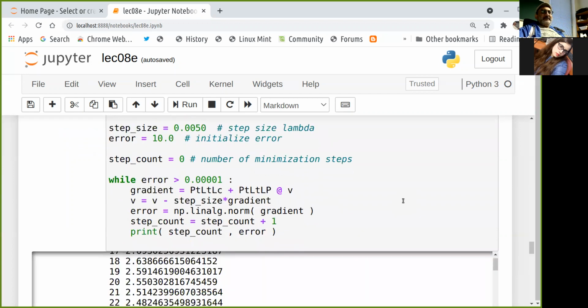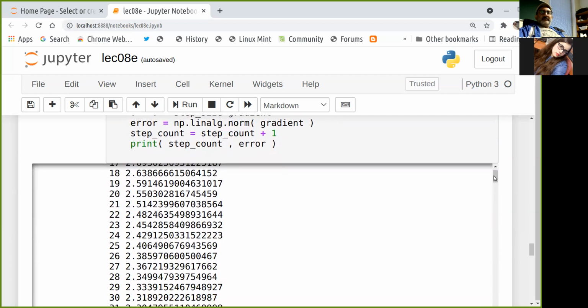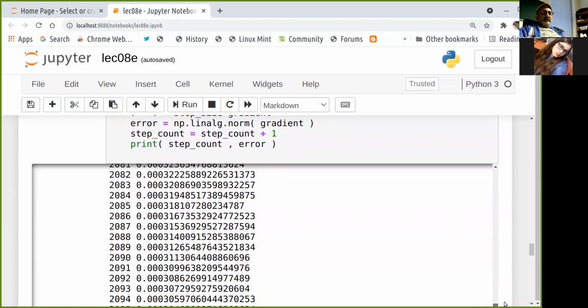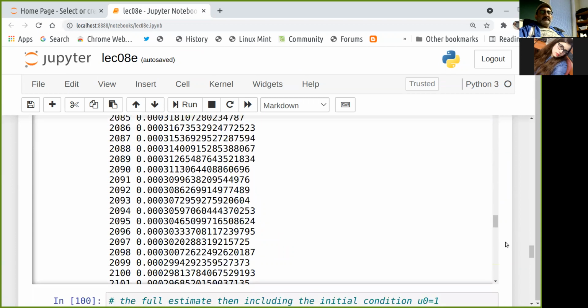And now what do we do? Well, here's the gradient that we have: P transpose Lc plus P transpose LP times v. v minus the step size times the gradient optimizes v. Check the gradient and increase the step count, see what happens. Okay, so boy, that took a lot longer.